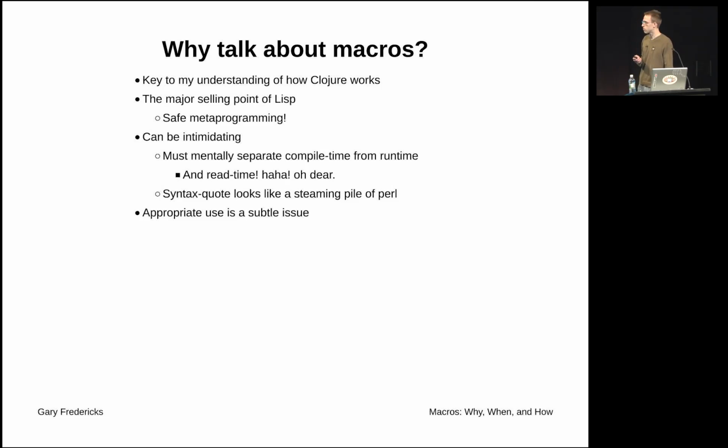I write Clojure code at Groupon, and this is an introductory talk to macros. I want to talk about macros because for me, when I first understood how macros work, it felt like that corresponded to finally understanding what the actual semantics of Clojure are and how Clojure works. They're also the major selling point of Lisp and homoiconicity, but they can be quite intimidating for beginners.